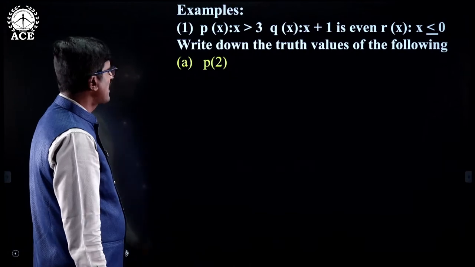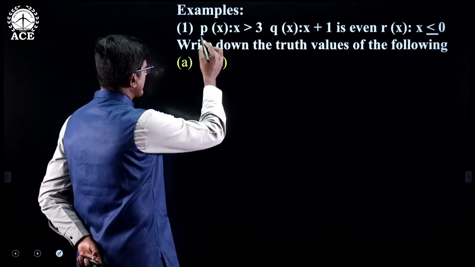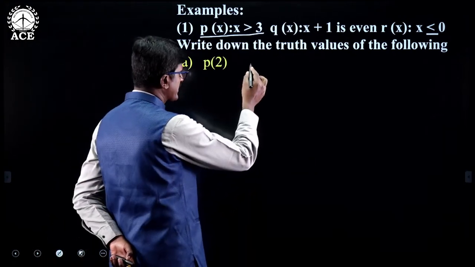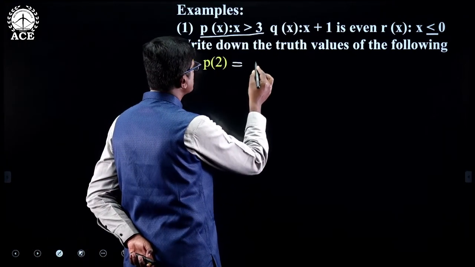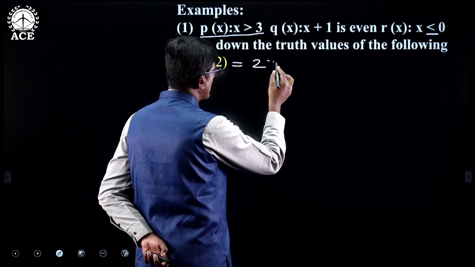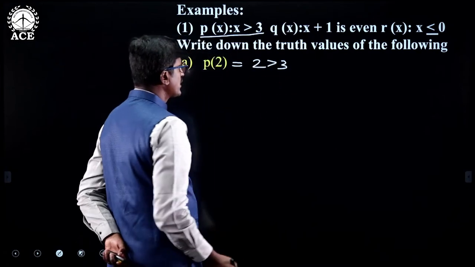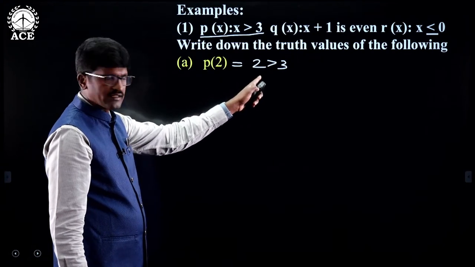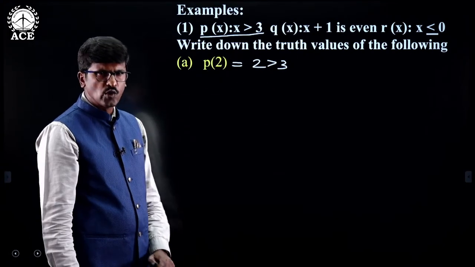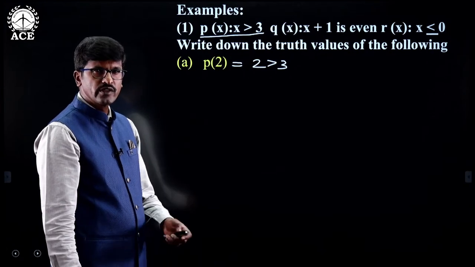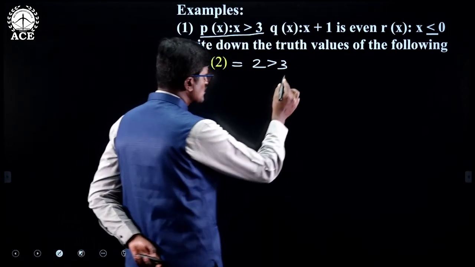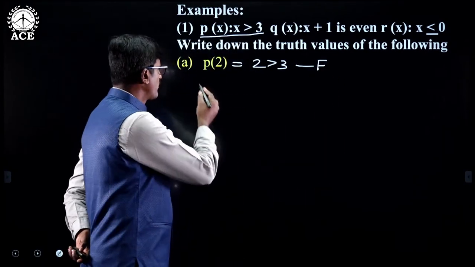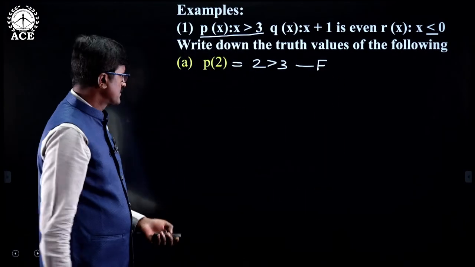The first one is P of 2. This is the P of X. When we replace X with 2, then you will be getting P of 2, which is nothing but 2 is greater than 3. Is 2 greater than 3? No, 2 is not greater than 3. 2 is less than 3. Therefore, the truth value of this is false. So, P of 2 is false.